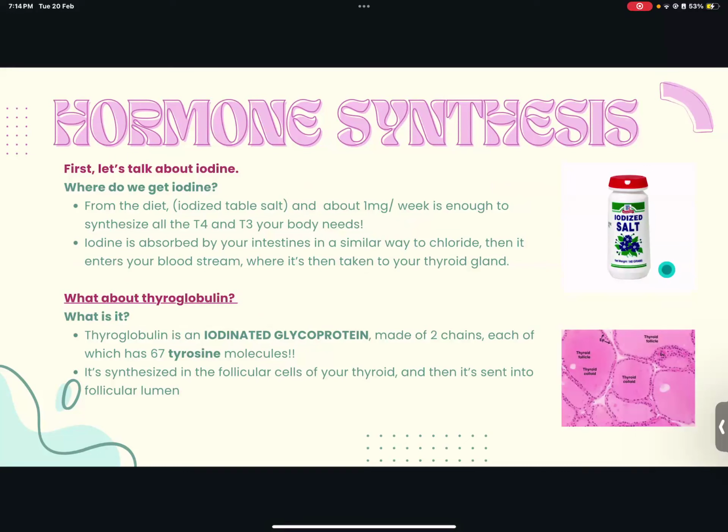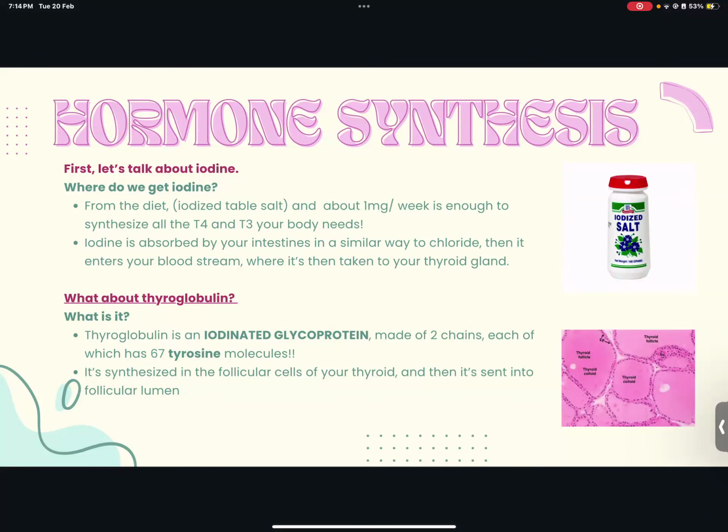First, let's talk about iodine before we get into the actual synthesis of hormones. Where do we get iodine? Well, like I said, we get it from the diet, and you need about 1 milligram per week to synthesize all the T4 and T3 that your body needs. And iodine is basically absorbed by your intestines in the exact same way that chloride is. So it enters your bloodstream, then it's taken to the thyroid gland, and then it gets trapped, and so on. And again, we're still going to talk about the steps. This is just to give you a brief introduction.